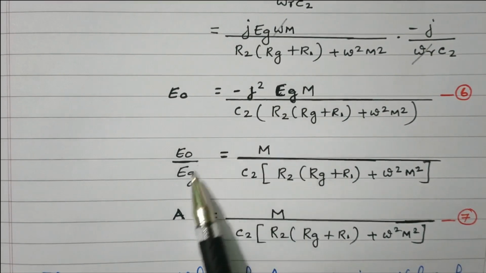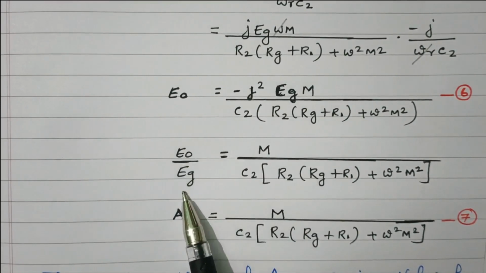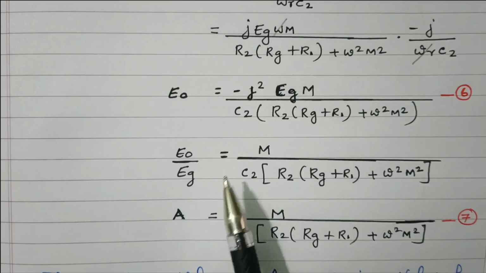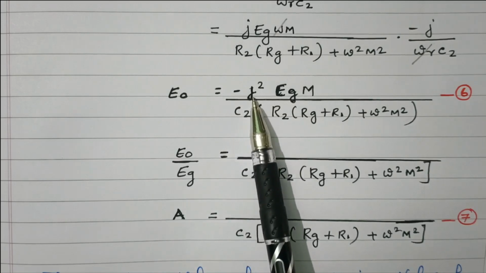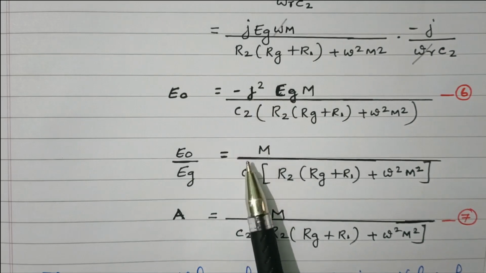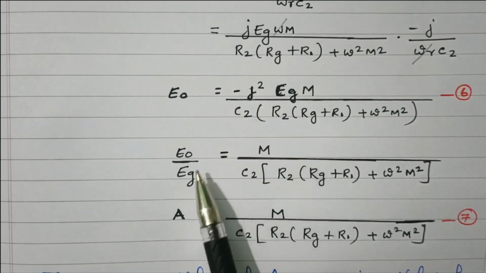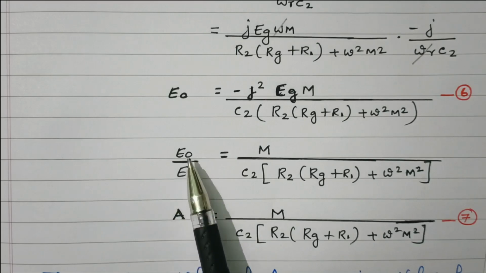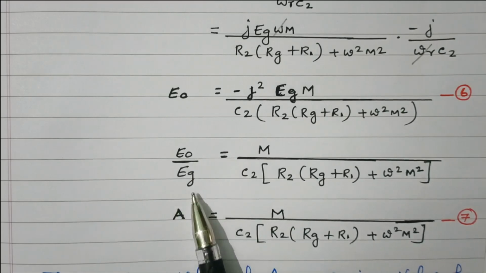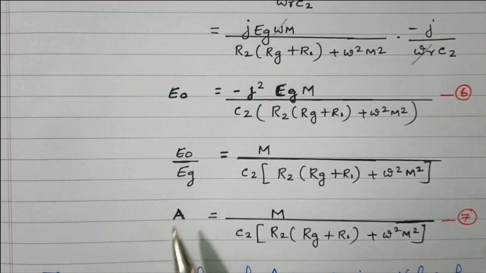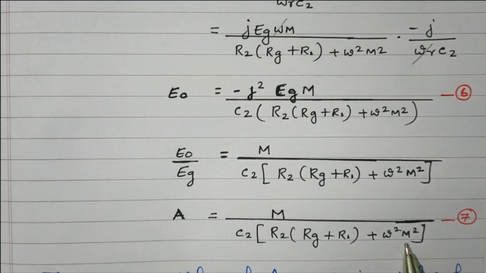So bring this Eg to the denominator, E0 divided by Eg. Right. So here we do two things. One is minus j square. J square value is minus 1, so minus into minus becomes plus. Eg is brought to the denominator this side, so E0 divided by Eg. Output voltage divided by source voltage is nothing but the amplification factor. So that is m divided by C2 of R2 into Rg plus R1 plus omega square m square. Right. Now this is equation number 7. This is nothing but the amplification factor.